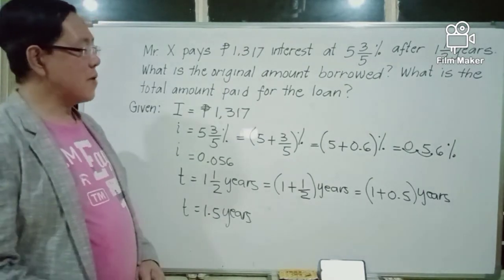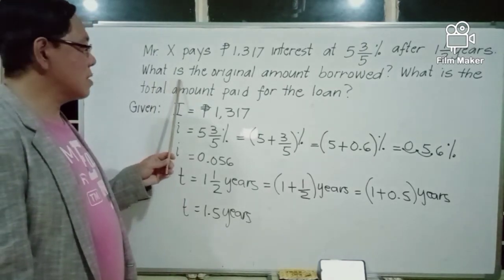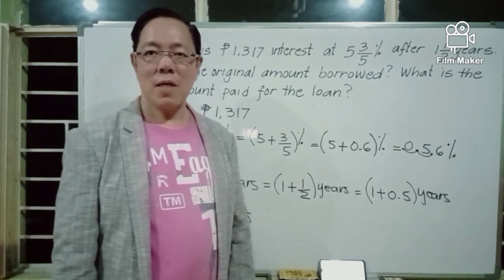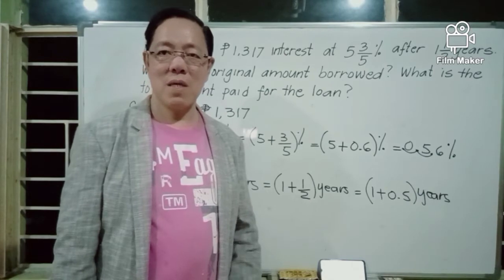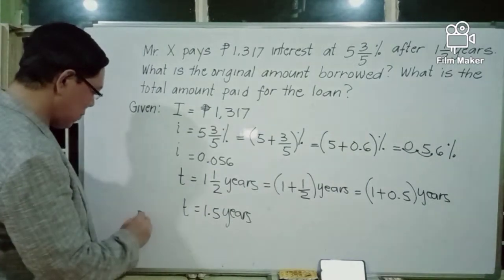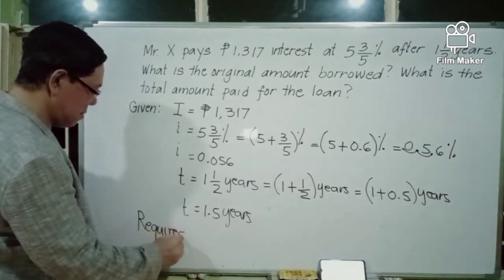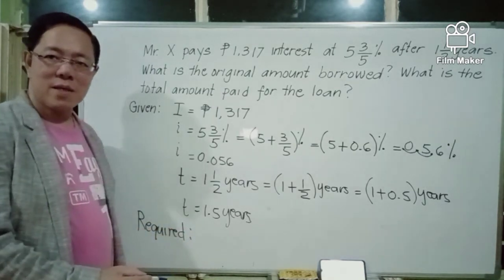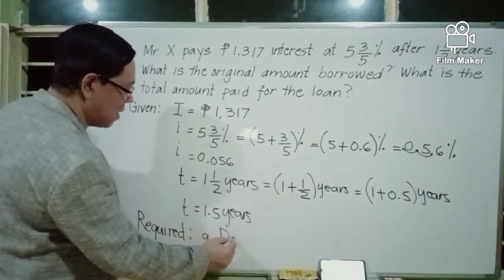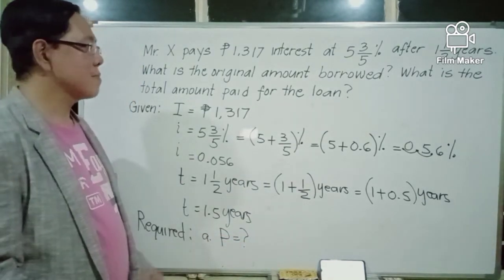Now, we identify the unknown. The first question says, what is the original amount borrowed? And we know that the original amount borrowed is denoted by P, which stands for principal. Hence, we write the required. The first required is the original amount borrowed or the principal capital P.